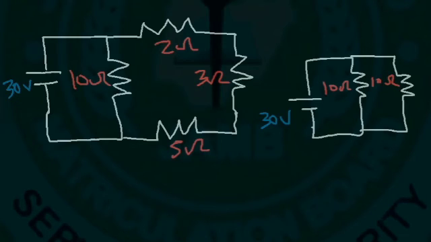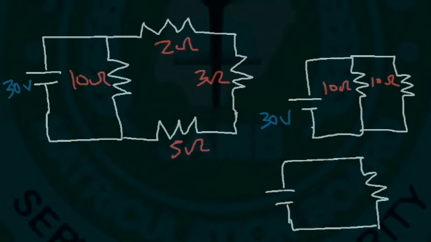Now notice that the current splits off into multiple directions. So we now have a parallel circuit. And the voltage across the two 10 ohm resistors is the same. It's 30. They're connected across the same battery. So we know that those two resistors are in parallel with respect to each other, since they have the same voltage across each other. Now, whenever you have two resistors in parallel, and if they have the same value, the equivalent resistance is going to be half of what they were. So it's going to be 5.